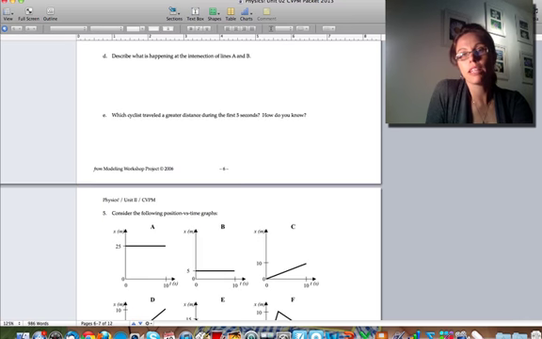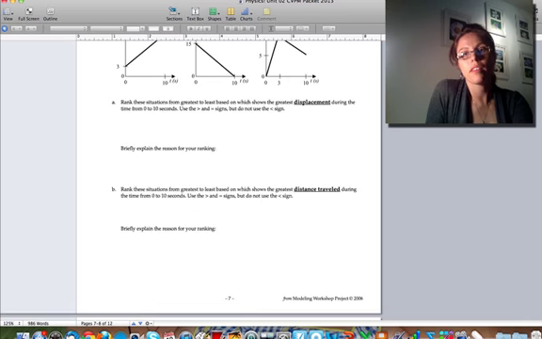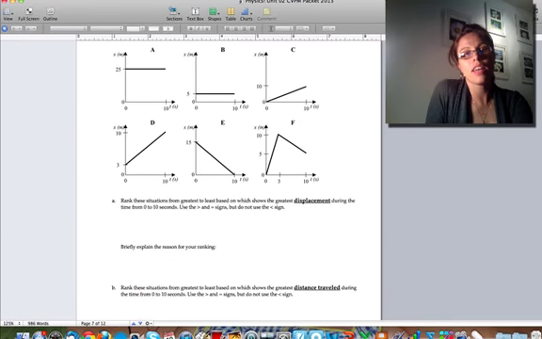Let's go to the next page. This page is excellent. Okay, so first we're going to look at displacement.